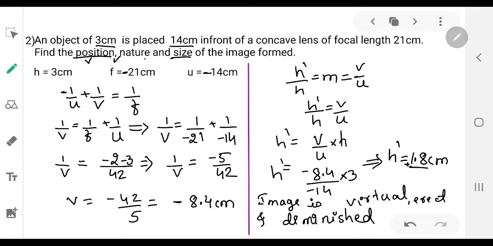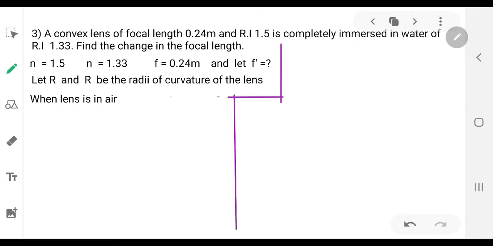The next question is: a convex lens of focal length 0.24 meter and refractive index 1.5 is completely immersed in water of refractive index 1.33. Find the change in the focal length of the lens. First we'll write down the given quantities. Ng, the refractive index of glass, is 1.5. The refractive index of water is 1.33.